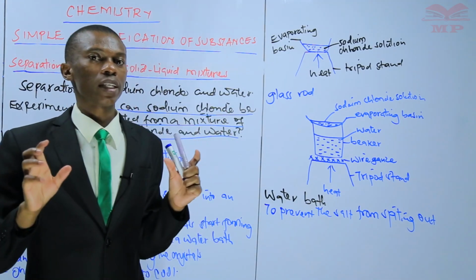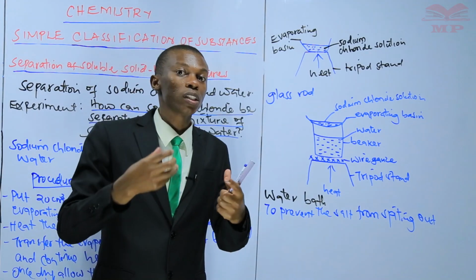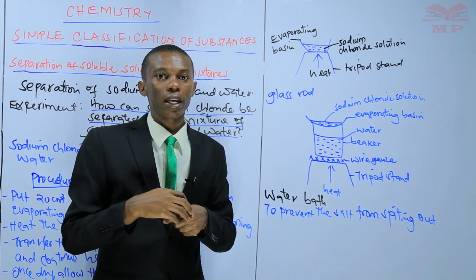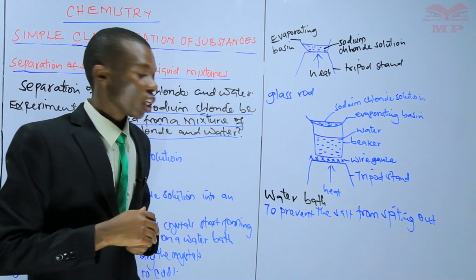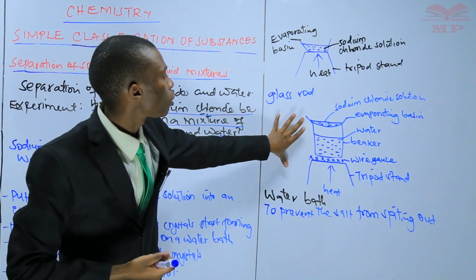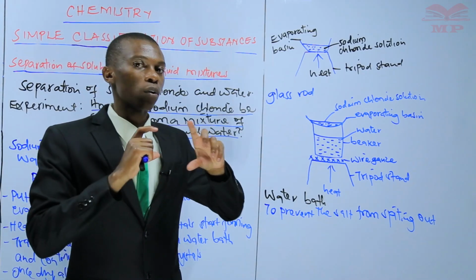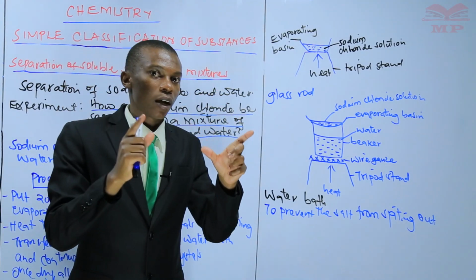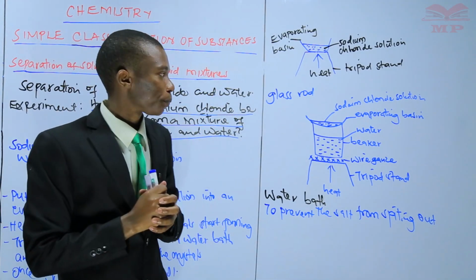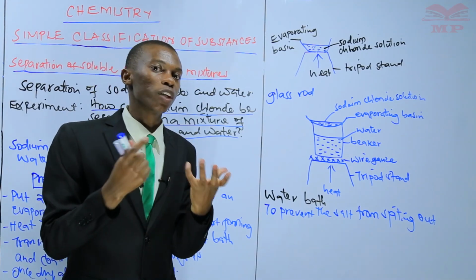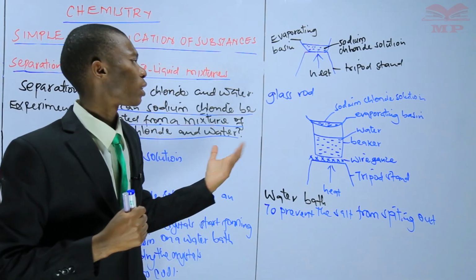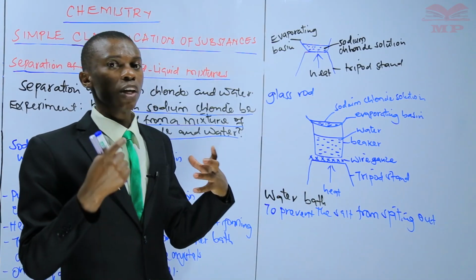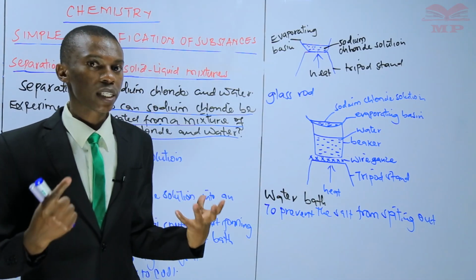and it is dangerous because it may even get into your eyes and cause damage to your eyes. So you are heating this way to prevent the salt from spitting out in the process of evaporating. Therefore, this is what happens. And of course, the function of the wire gauze again is to ensure uniform distribution of heat.